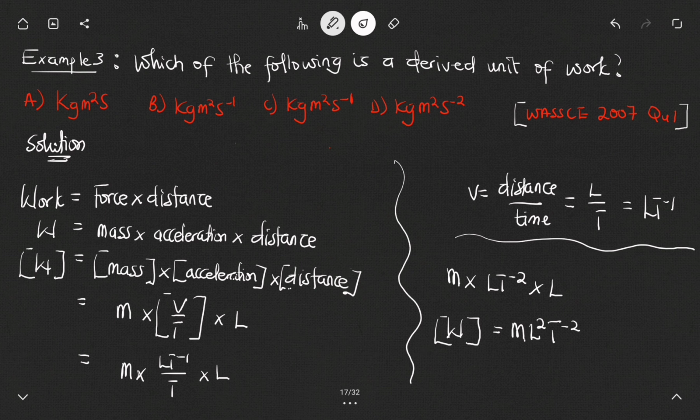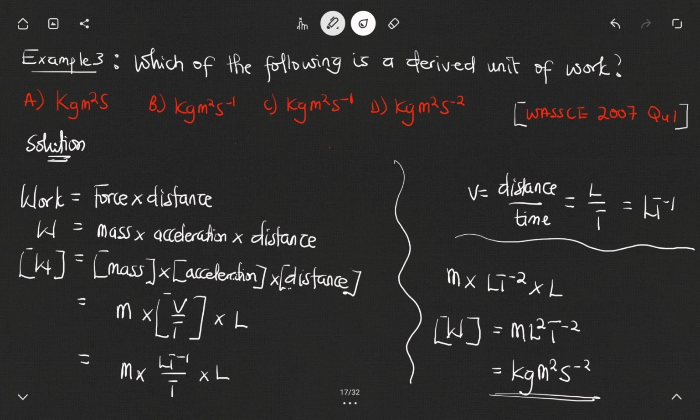But how do we derive the unit from this? We know that M stands for mass, and mass is measured in kilograms. We know L stands for distance, and distance is measured in meters, so we have meters squared. And then we have T, which is time, measured in seconds. So we have seconds raised to the power minus 2. So this becomes the unit for work.